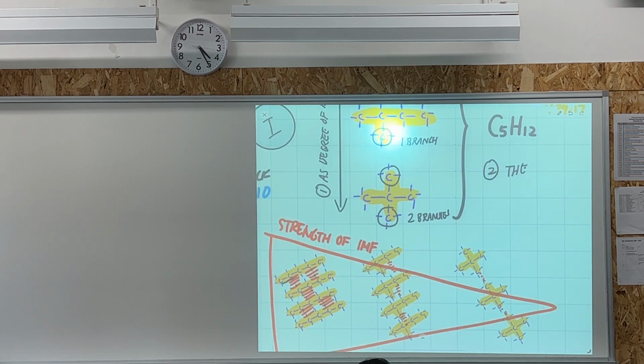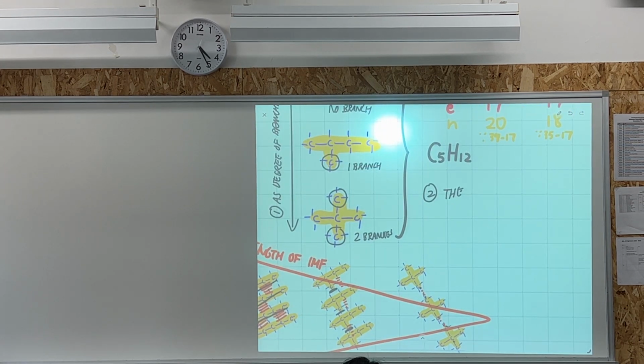Okay, so this is the surface area of contact. They can touch all over their surface, right? But what about the middle molecule? The middle molecule can only touch at this surface. So this is the surface area of contact. The third molecule can only touch at these points, even smaller. So the surface area of contact between molecules decreases. So this results in the van der Waals force strength decreasing.